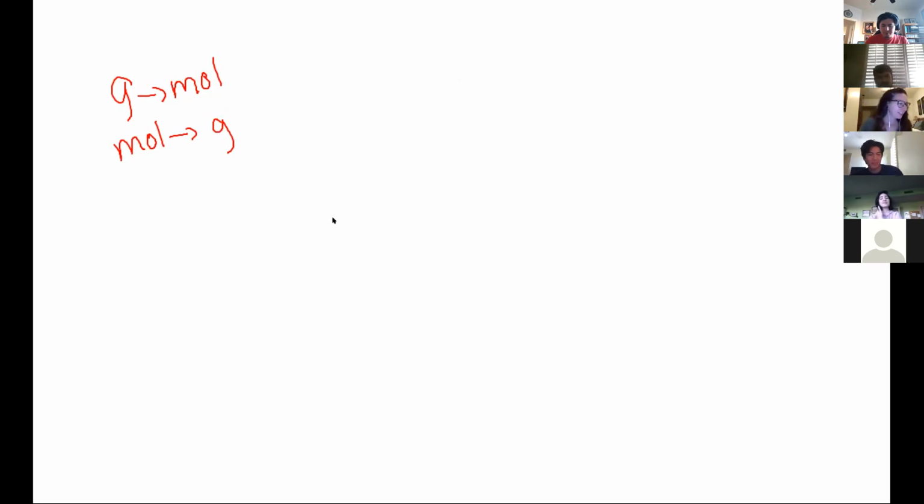Okay, let's do the moles of chlorine atoms in 83 grams of calcium chloride. Actually, let's start by naming or identifying what this compound is. We're told that it's calcium chloride. Does anybody know what that formula would be?